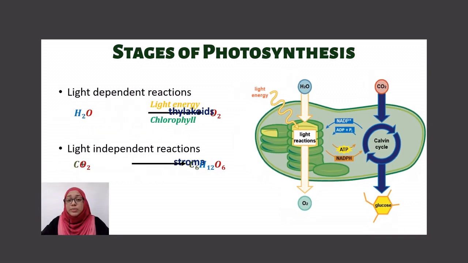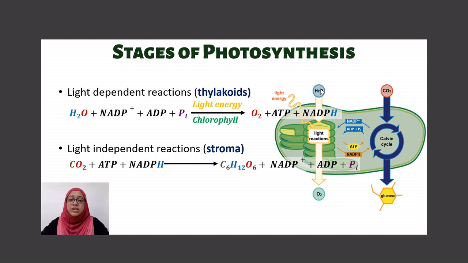So if you look at the light dependent reactions, you can see that in addition to the water and the light, we have NADP plus, ADP and inorganic phosphate as the reactants. And then the products, in addition to the oxygen, we also have ATP and something called NADPH that is being produced, right? And this ATP and the NADPH become the reactants for the light independent reactions, and during this process the glucose is going to be produced, right?